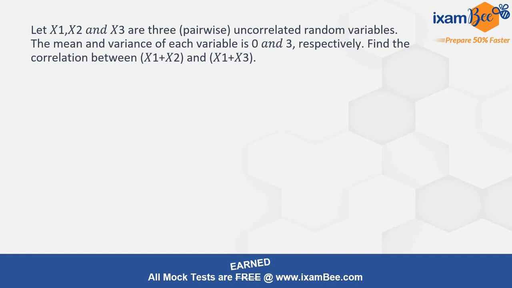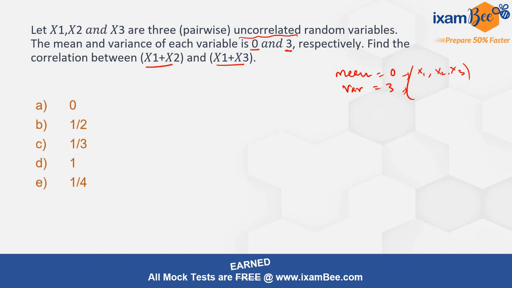The question is that there are three variables x1, x2 and x3, and they are pairwise uncorrelated, and the mean and variance of each of these is 0 and 3. So the mean is 0 and the variance is 3 for all of x1, x2 and x3. For each of them the mean and the variance are the same. So we have to find the correlation between x1 plus x2 and x1 plus x3. The options given are 0, half, 1 by 3, 1, 1 by 4.